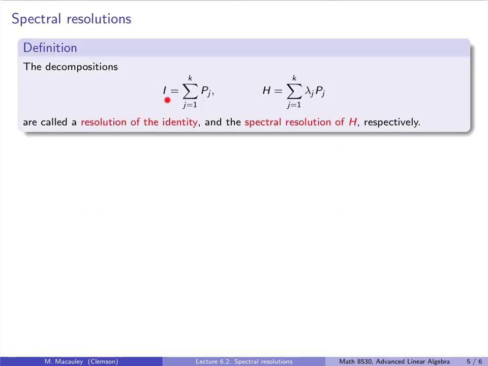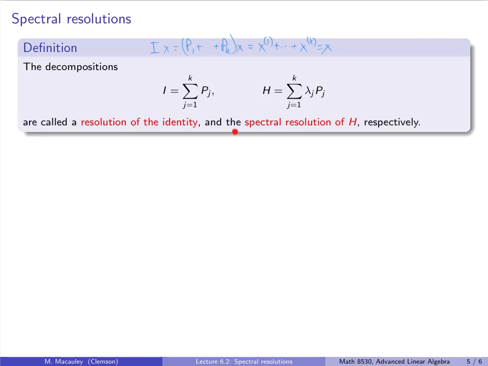Notice that we can write the identity map as the sum of these projection maps. That's easy to see. So I times x is P1 plus up to Pk times x, which is x1 plus up to xk, which equals x. And also H is just a linear combination of these projection maps. We call such a decomposition, this first one, a resolution of the identity. And this next one is the spectral resolution of H.